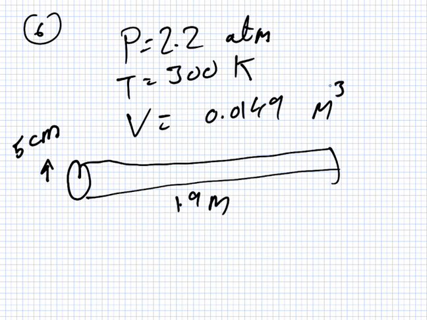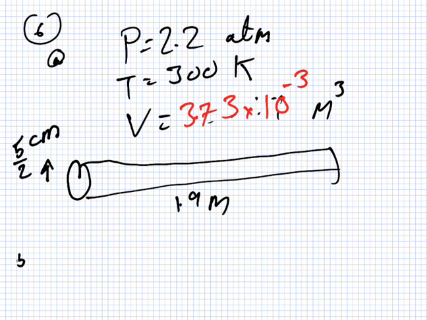Did you get that too? Actually, hang on. The length is 1.9. Oh, sorry, the diameter is 5 centimeters, not the radius, so I should divide this by 2. So it means that my answer is too big. 3.73 times 10 to the minus 3 is what it should be. Okay, that's the A part.